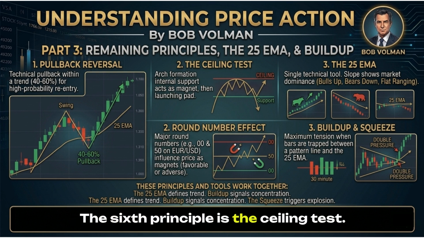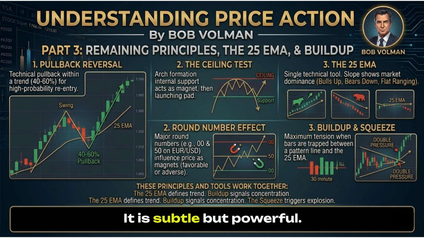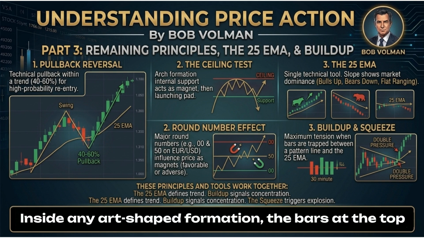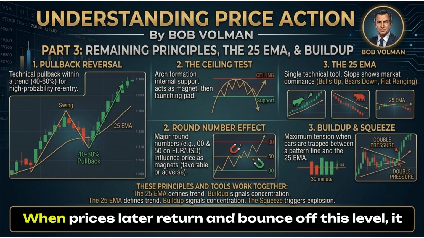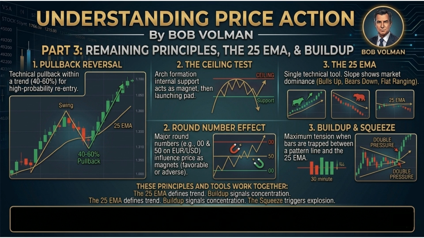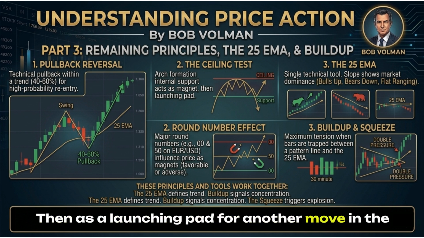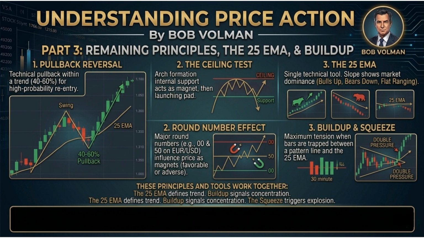The 6th principle is the ceiling test. It is subtle but powerful. Inside any arch-shaped formation, the bars at the top create an internal support level. Volman calls this the ceiling. When prices later return and bounce off this level, it acts first as a magnet, then as a launching pad for another move in the original direction.